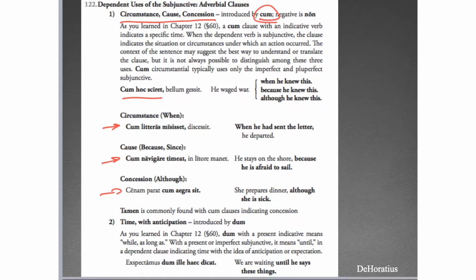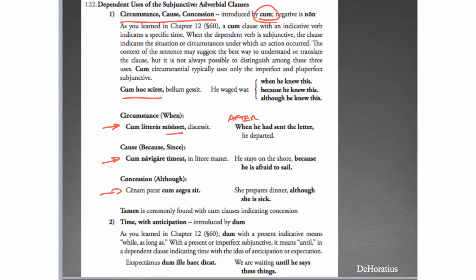Cum basically can be translated when, since, because, although, after, etc. To some extent, that'll have to do with its tense. So, for instance, here, misisset as a pluperfect: when he had sent the letter, he departed. You can hear how in English that can very easily be rendered after as well. So after he had sent the letter, he departed. So with the pluperfect subjunctive, you're often going to translate cum as after.